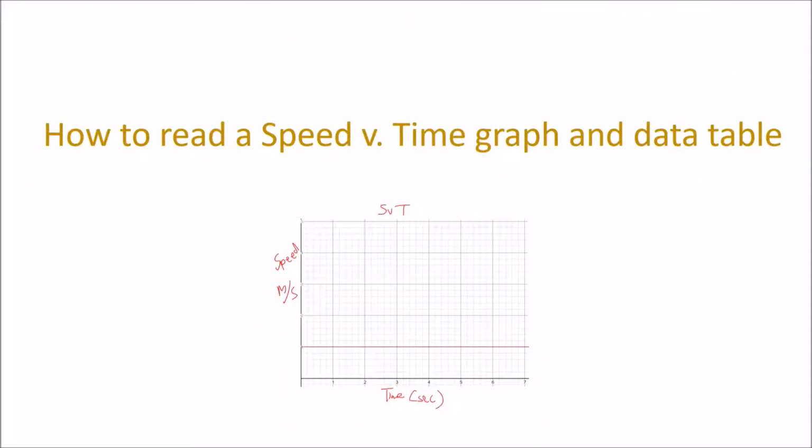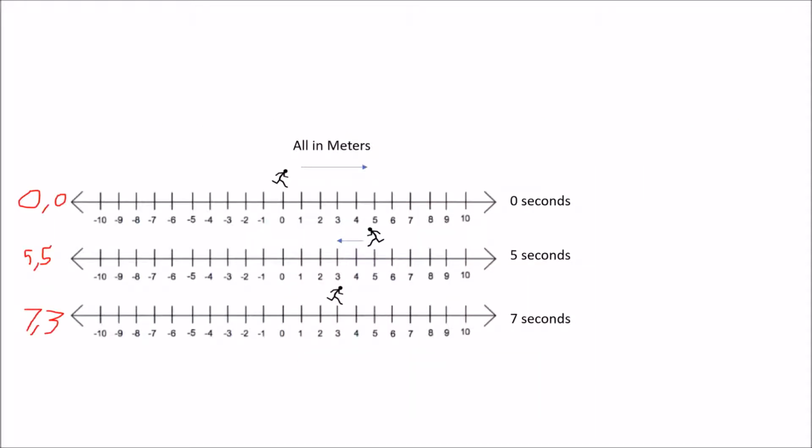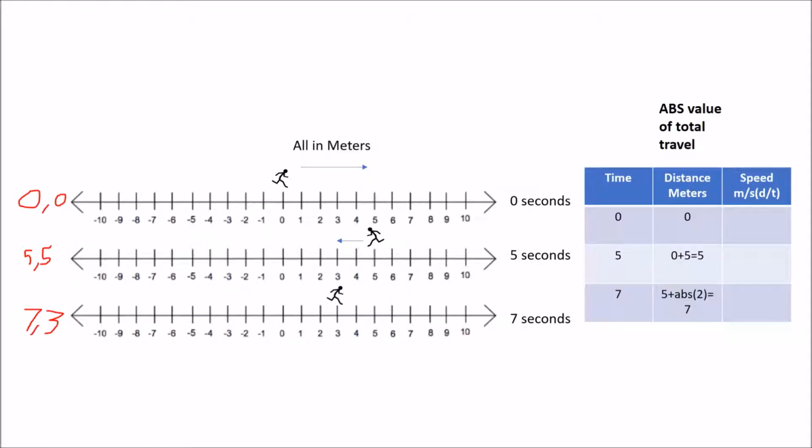Next one, how to read a speed versus time graph and data. Now let's go back to what we had before. This is what we had with 0, 0, 5, 5, and 7, 3. Our distance is absolute value of total travel. So that means that will be 5, which is the distance from point 1 to point 2, and then 2, which is the change in the other 2 points.